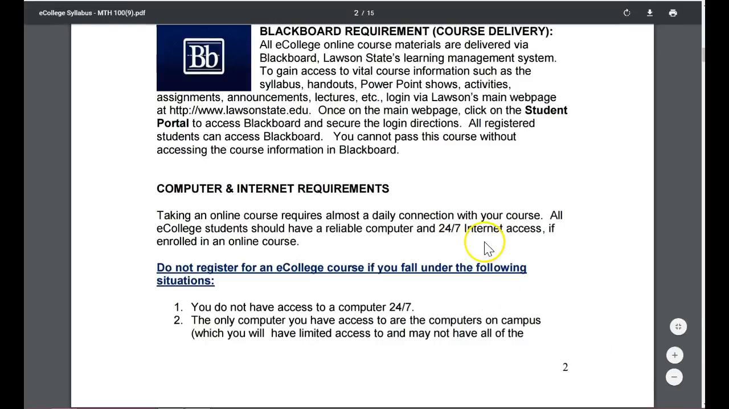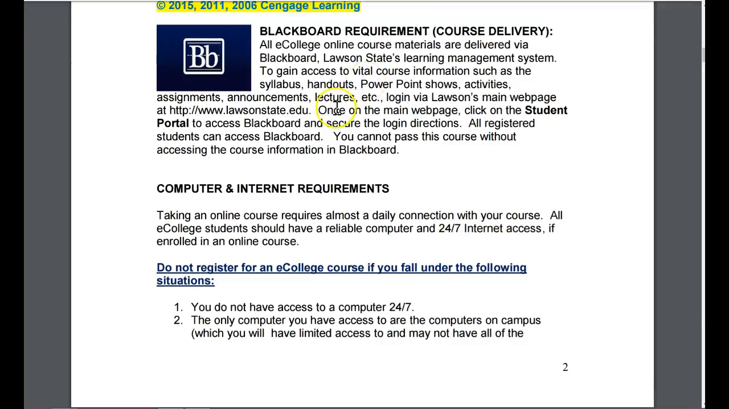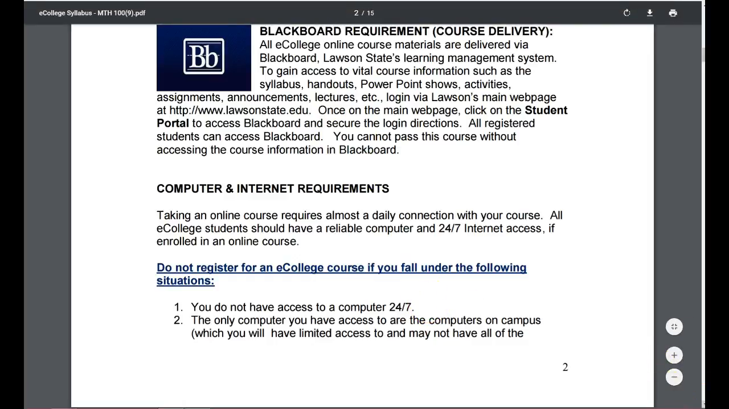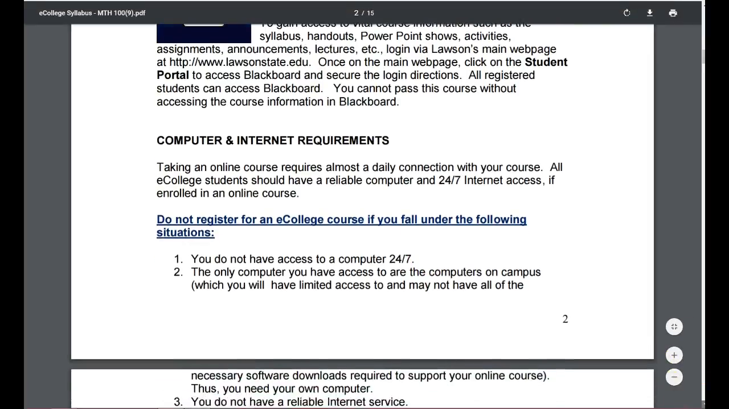Of course, all e-college online course materials are delivered through Blackboard, so it's very important that you learn how to access that. Lawson State's website contains all the information you need to know how to access Blackboard, Student Suite, email. So all you have to do is just go to Lawson's website and look for that information on the website.